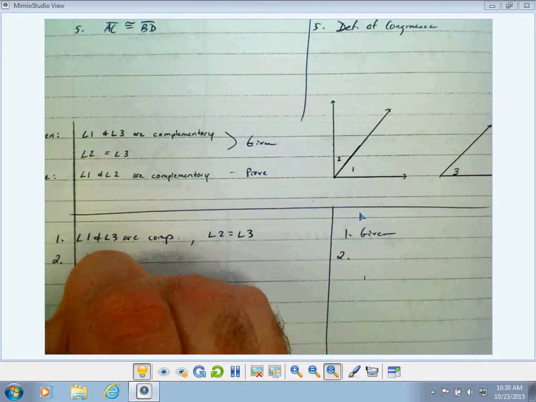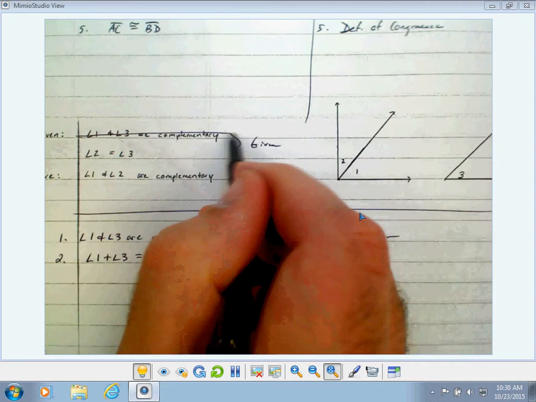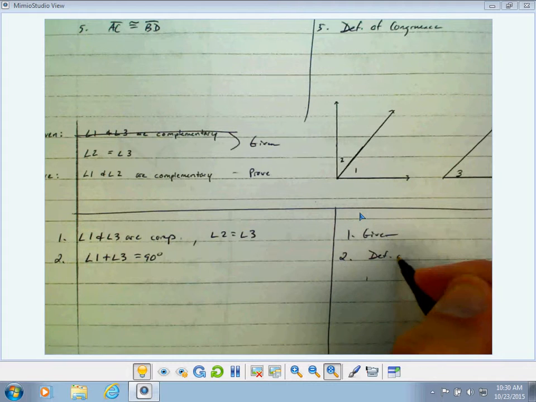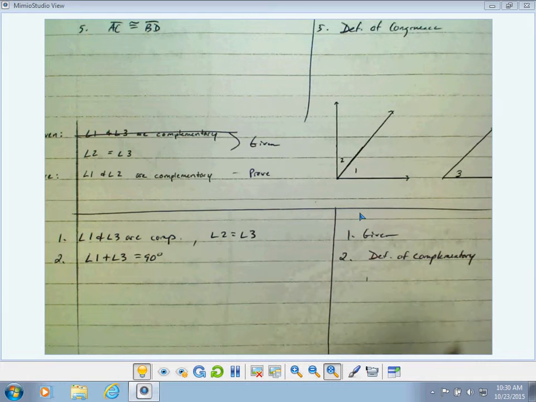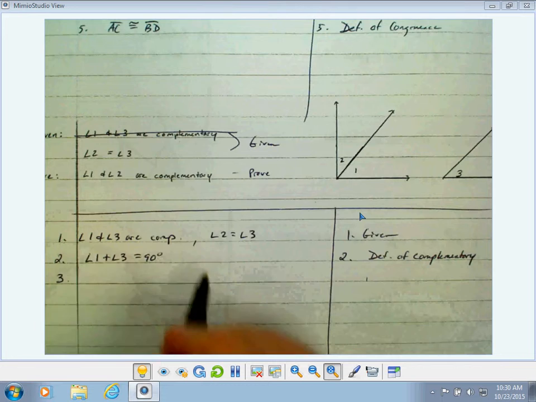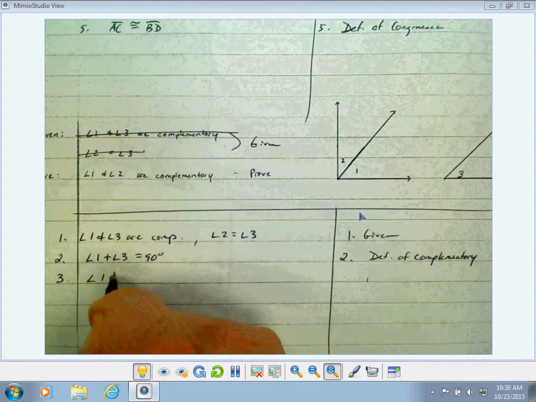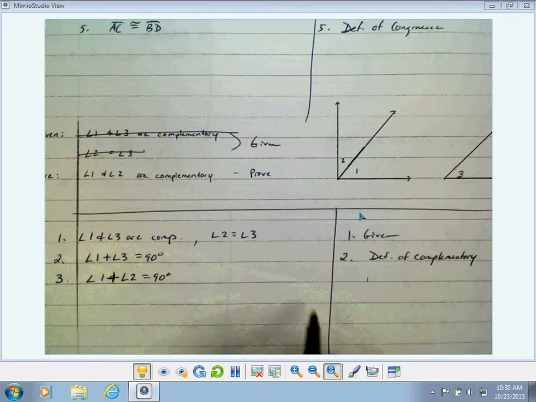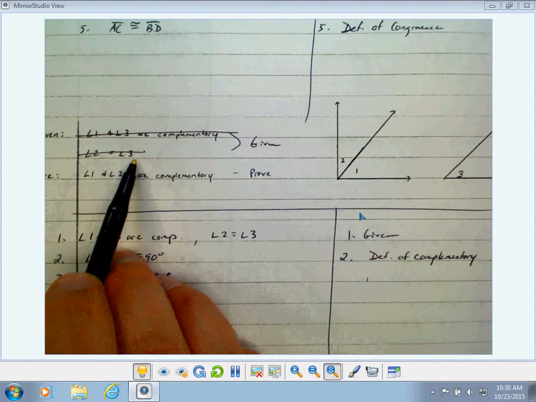So that tells you right away that angle 1 plus angle 3 must equal 90 degrees. That's us using our given. Okay, so that means this is the definition of complementary angles. Keep using the given. Substitute the 2 and the 3. So I took the... Oh, okay. I should make a note here. This says angle 2 can be substituted for angle 3.